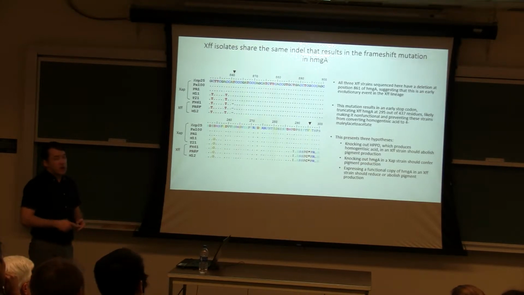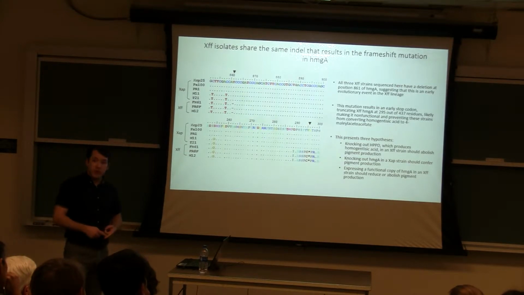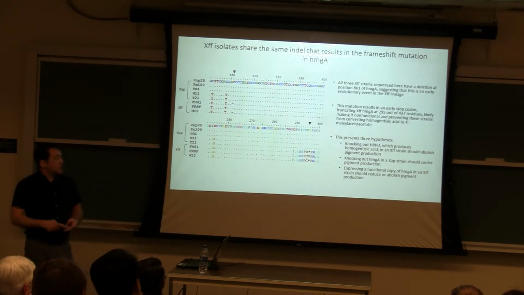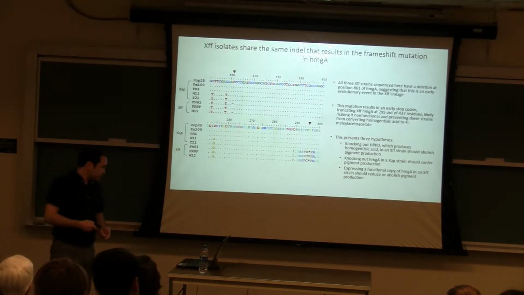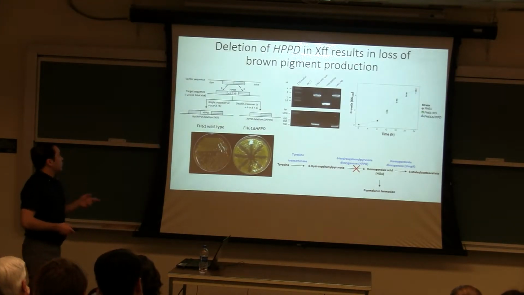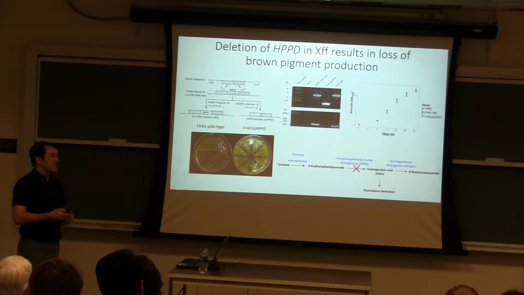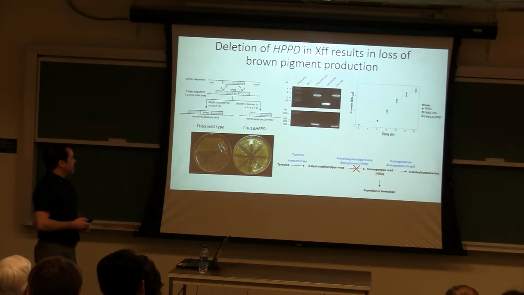Another thing, knocking out HmgA in a non-pigmented Phaseoli strain should confer pigment production. This is the only thing involved, right? And expressing a functional copy of HmgA in a Fuscans strain should eliminate pigment production, or at least reduce it, right? It is complementing that non-functional gene. So I used this markerless deletion strategy, which is fun. It's a fun counter-selection thing. It's kind of a pain to get it working right, but when you get it, it's awesome.